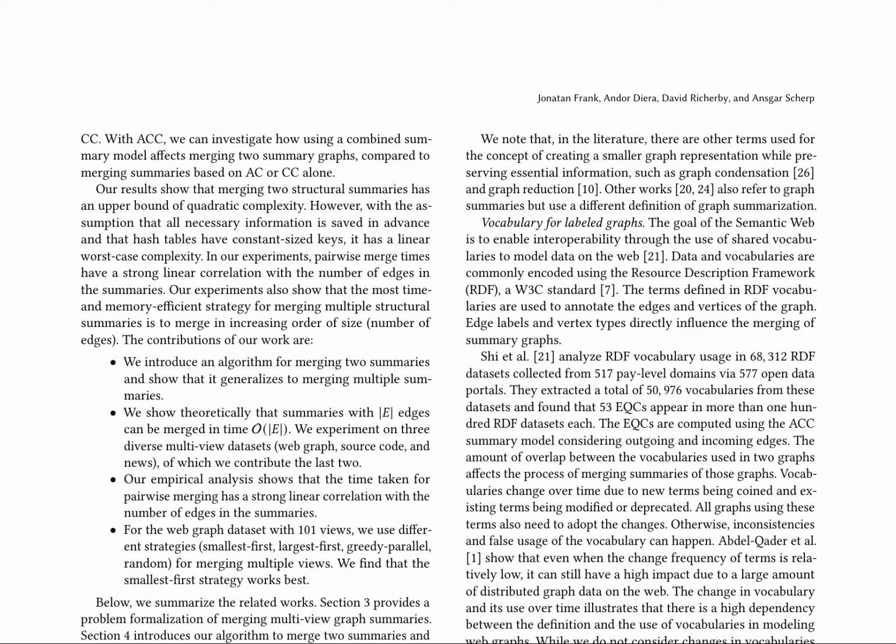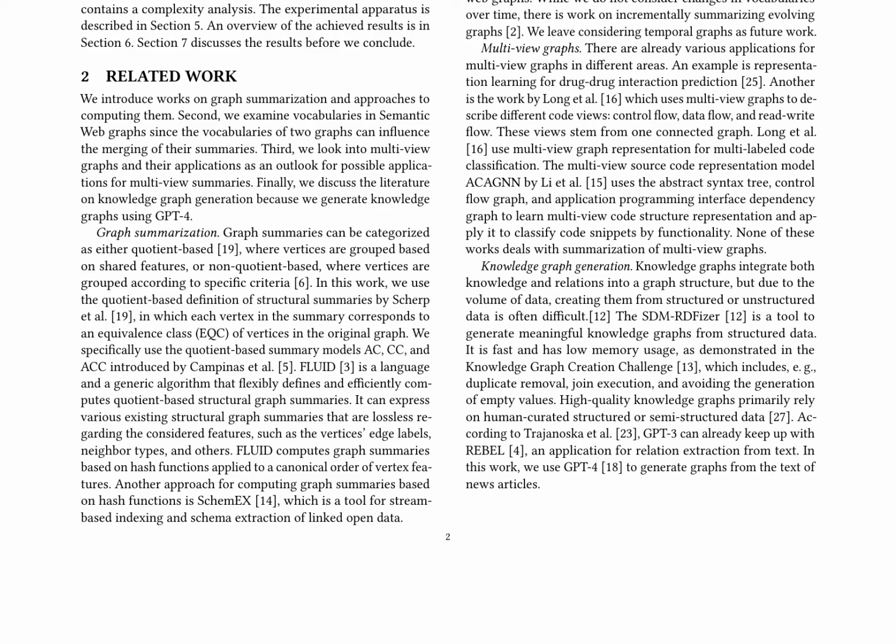The authors contribute an algorithm for merging 2 summaries, which generalizes to merging multiple summaries, and provide a theoretical analysis showing that summaries with e edges can be merged in time O(e). This novel approach enables researchers to efficiently combine large datasets from various domains, such as web graphs, source code, and news datasets, and analyze them as a unified whole.